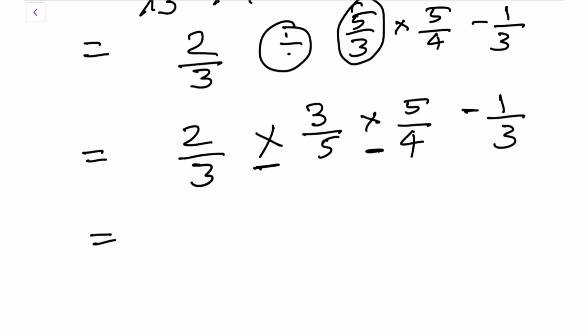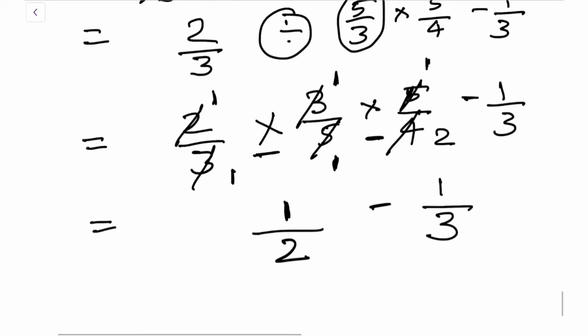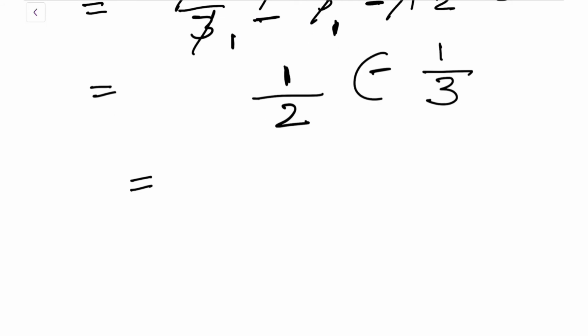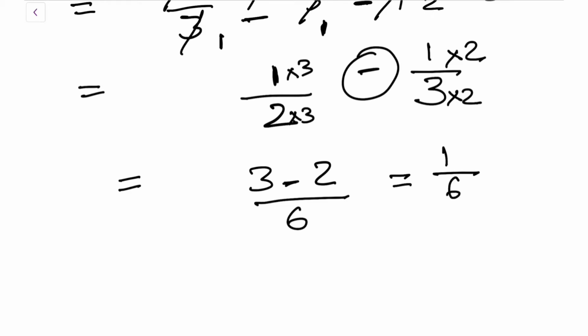Can you see if there are any common factors? 2 ones are 2, 2 twos are 4, very good. 5 ones are 5, 5 ones are 5. 3 ones are 3, 3 ones are 3. And this is simplified into product of numerators is 1, product of denominators is 1 into 1 into 2, which is 2. Minus 1 by 3. All that is left is for you to solve the minus, that is subtraction. So how do we do that? Take the LCM, 6. 2 threes are 6, 1 threes are 3, minus 3 twos are 2, 3 minus 2 by 6 is 1 by 6.